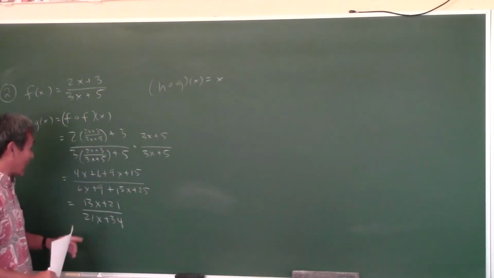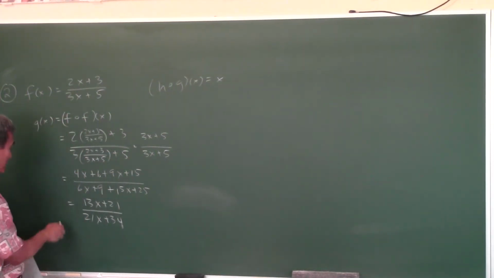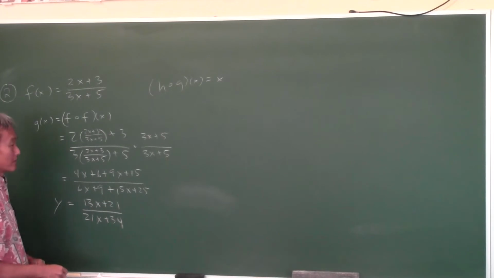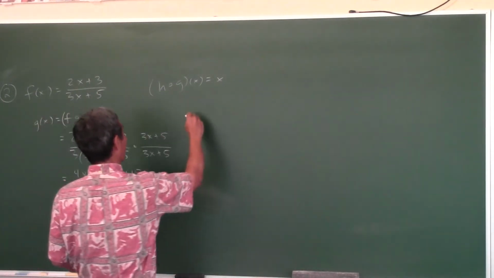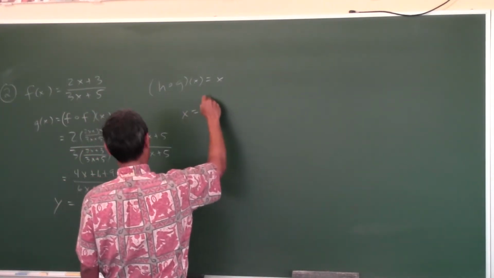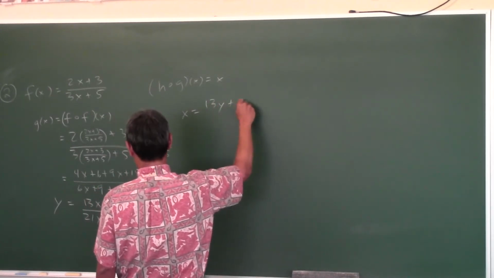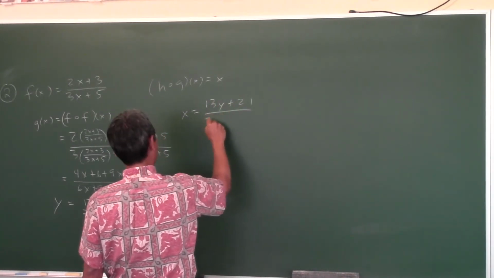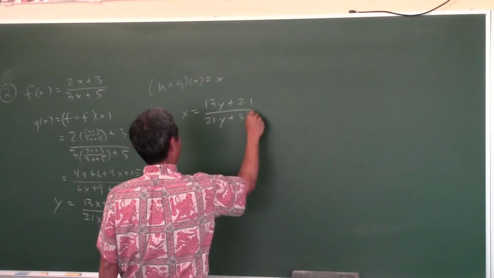So what you have to do then is find the inverse of this. So this is like y equals this. How do you find the inverse? You switch the x's and y's, and then solve for y.